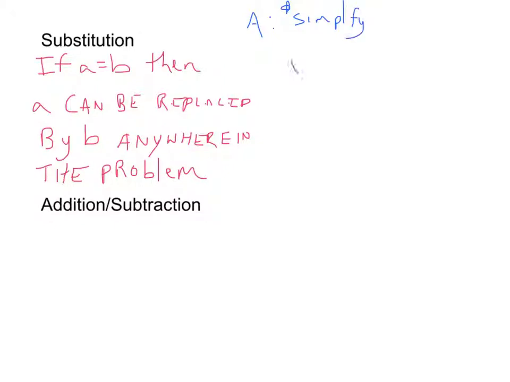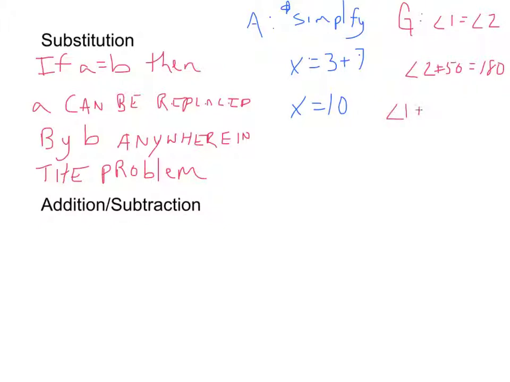Alright, so if you have like x equals 3 plus 7, substitution would just basically say x equals 10. You simplified the equation. In geometry though, if we got like angle 1 equals angle 2, and we know that angle 2 plus 50 equals 180, we can substitute that in as angle 1 plus 50 equals 180. So we can use substitution like that.